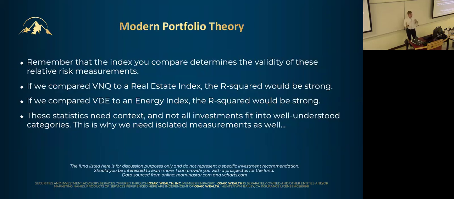So remember that the index you compare to determines the validity of these relative risk measurements. If we compared VNQ, which is Vanguard's real estate ETF, to a real estate index, the R squared would be super strong. Same thing if we compared the Vanguard Energy Fund to an energy index. That R squared would be really strong because they're similar. So these statistics need context, and not all investments fit into well understood categories. And that's why we also need isolated measurements, which is what we'll get into now.